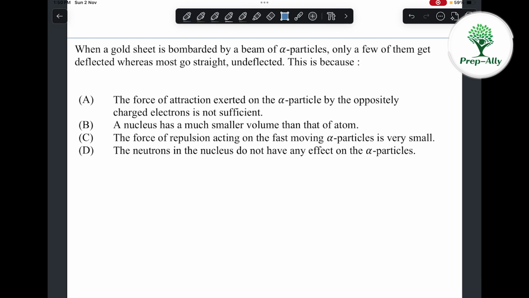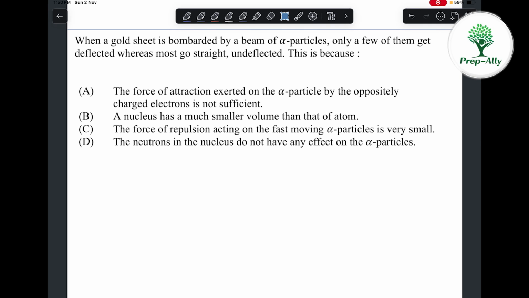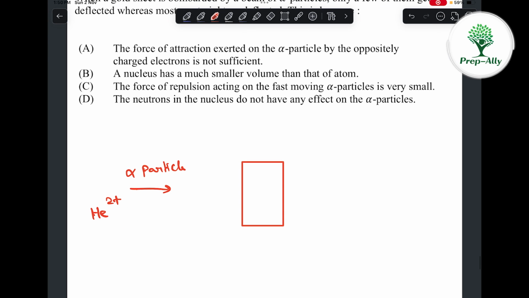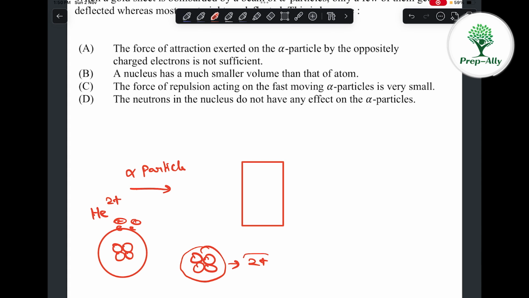When a gold sheet is bombarded by a beam of alpha particles, only a few of them get deflected whereas most go straight, because in Rutherford's experiment what we did is we took a gold foil. So this is a gold foil. I'm just bombarding it with alpha particles. Alpha particle is nothing but the helium 2+ ion. I know in helium I have 2 protons, 2 neutrons and 2 electrons. If you remove 2 electrons, you will get 2 protons and 2 neutrons. So overall the charge of helium 2+ ion is 2+ charge.